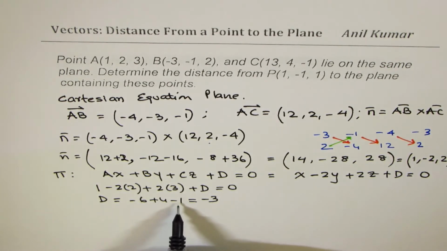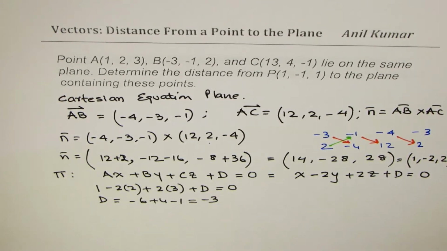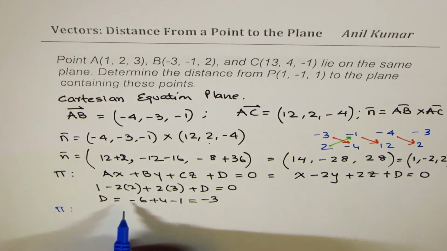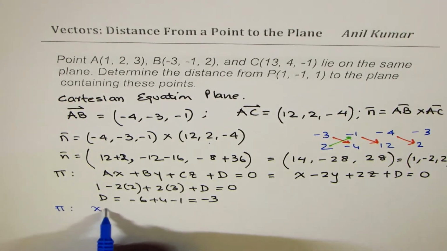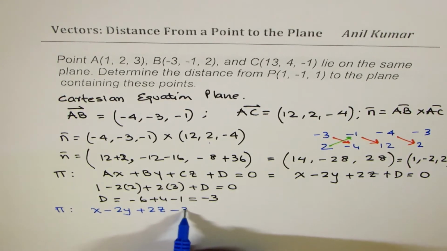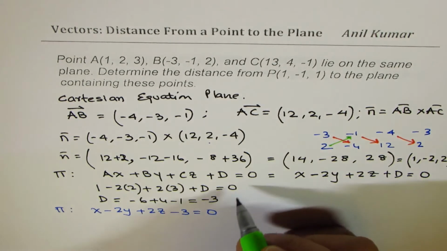Substituting -3 for D, we get the equation of the plane. Let me rewrite the equation of the plane pi as x - 2y + 2z - 3 = 0. Now that is the equation of the plane, the Cartesian equation. We need to find the distance.